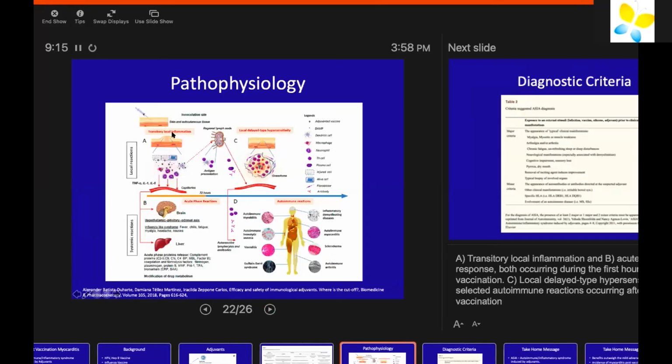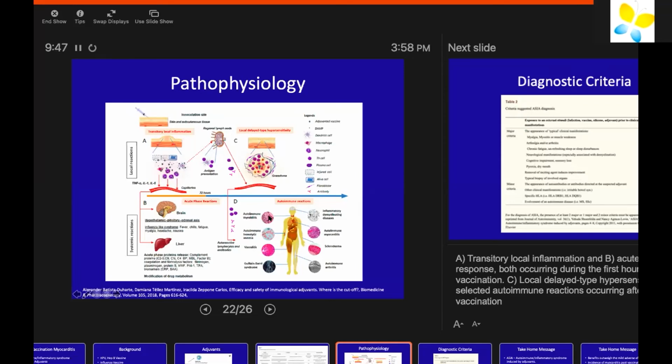So what is the pathophysiology, and how does this vaccine lead to myocarditis like in our case? Initially, when the vaccine is given, there is a local reaction at the local site, following which the antigen or the adjuvant is taken up and presented by the antigen presenting cells to the local lymph nodes. From there, there are two possible reactions. One is an acute phase reaction. The second is an autoimmune reaction. So you can have any one of these.